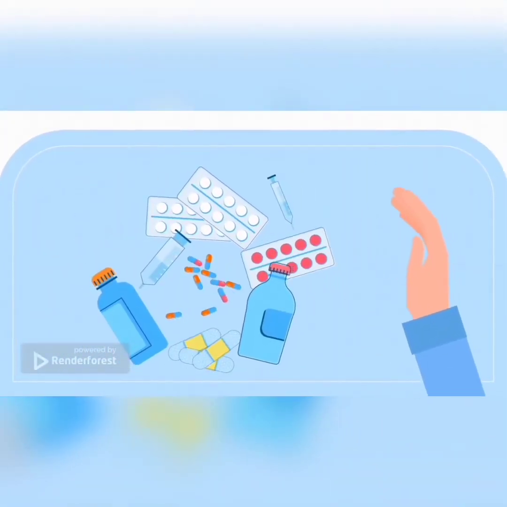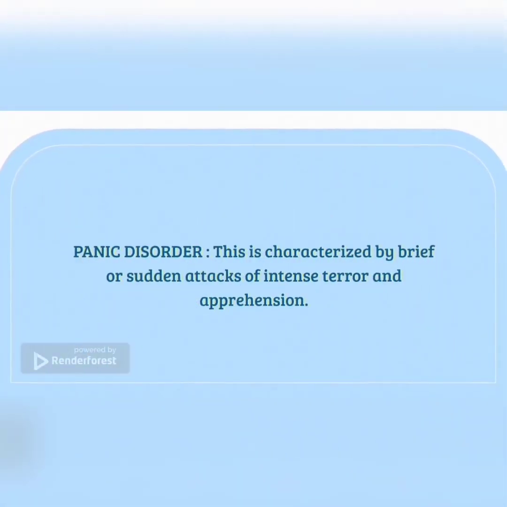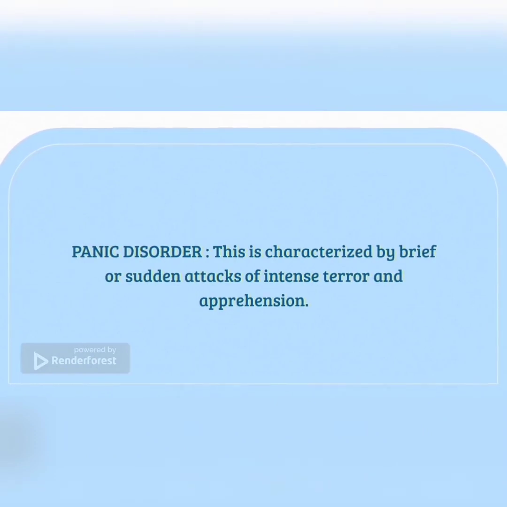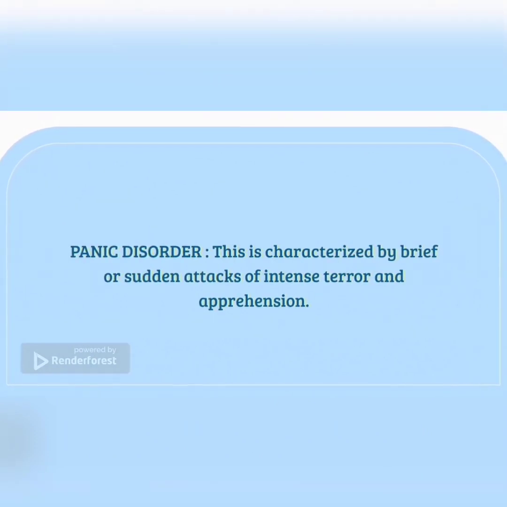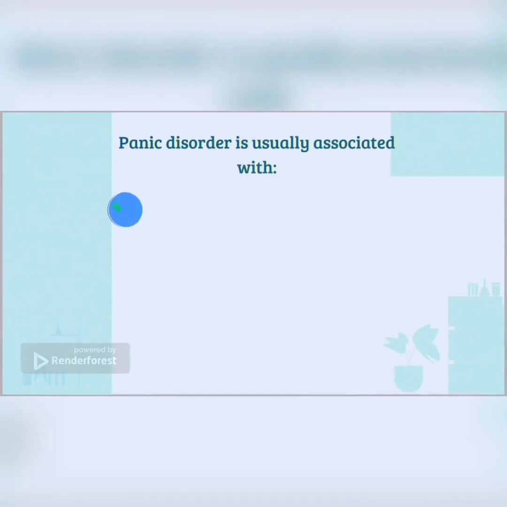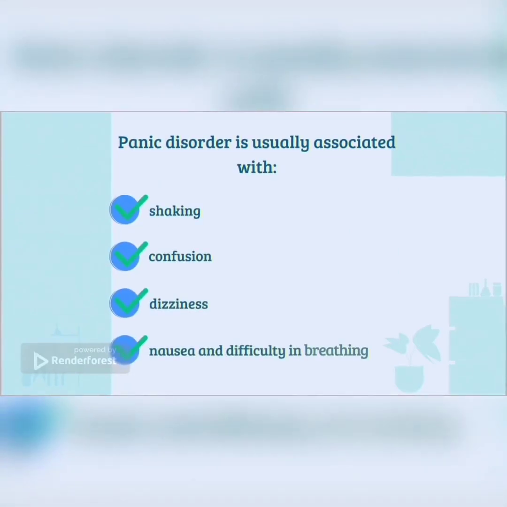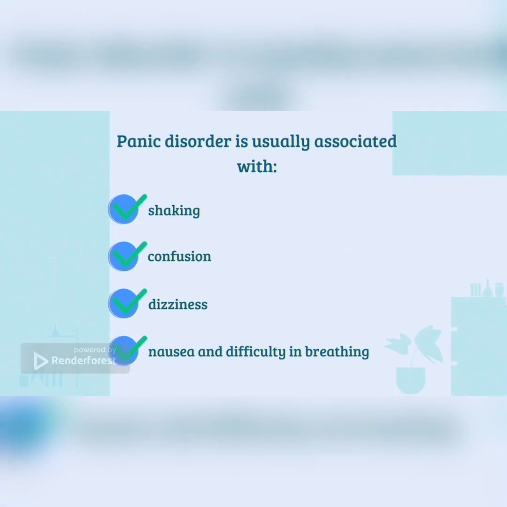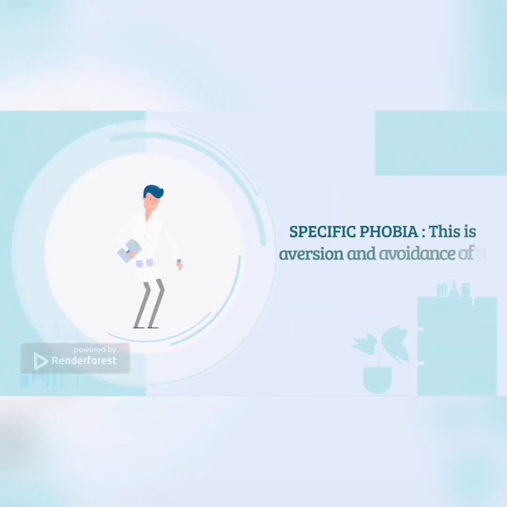Panic disorder. This is characterized by brief or sudden attacks of intense terror and apprehension. It is usually associated with shaking, confusion, dizziness, nausea, and difficulty in breathing. Panic disorders are commonly associated with frightening experiences or prolonged stress, but they can also occur without a trigger.